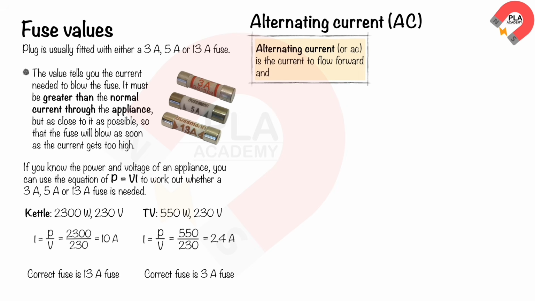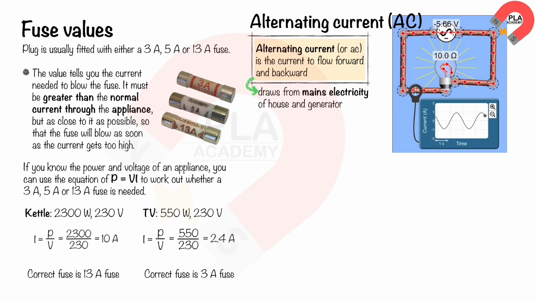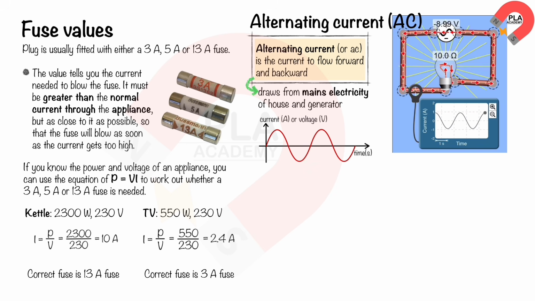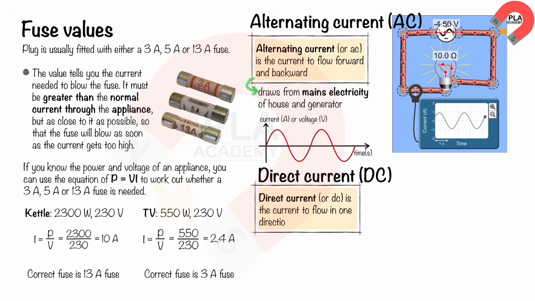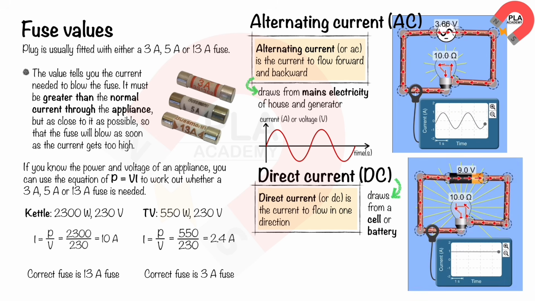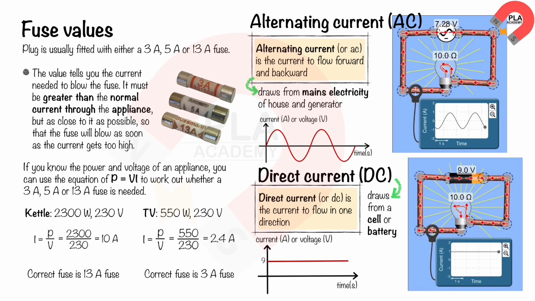Alternating current is current that flows forward and backward. This current is drawn from the mains electricity of a house and from a generator. Its value increases and then decreases and then does the same again, but in the opposite direction. If we draw these changes as a graph, they look like a wave. Direct current is current that flows in one direction. This current is drawn from a dry cell or battery. Cells and batteries provide currents and voltages that are always in the same direction and have the same value. This is called direct current or direct voltage. If we drew this as a graph, it would be a straight horizontal line.